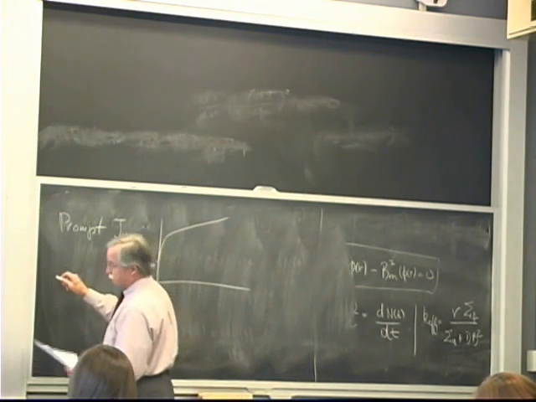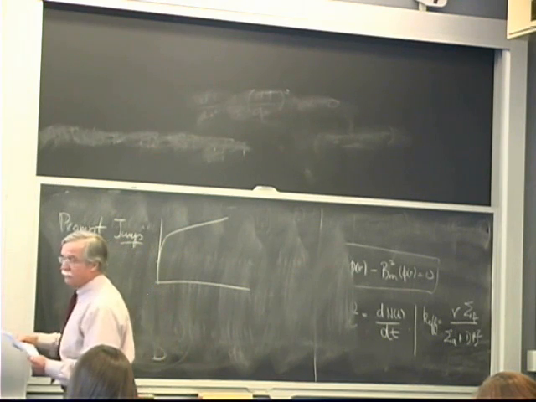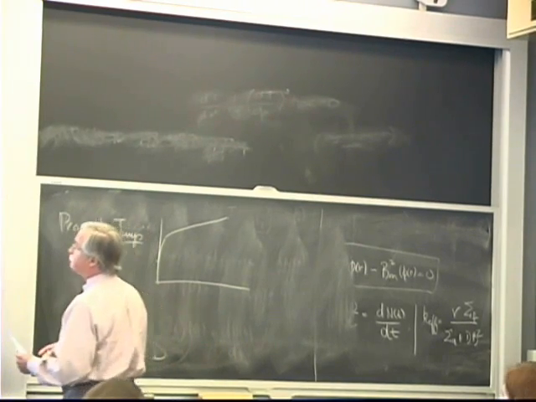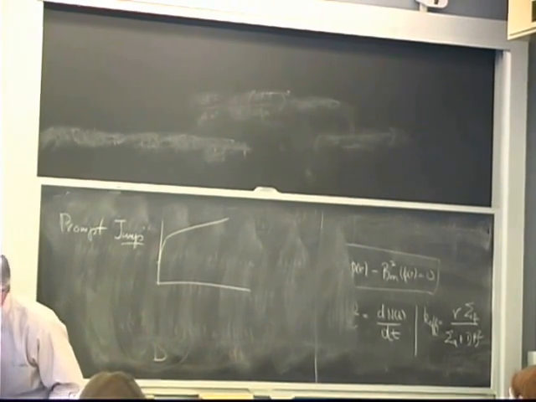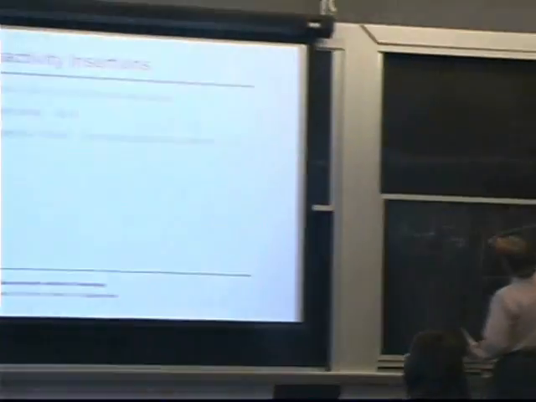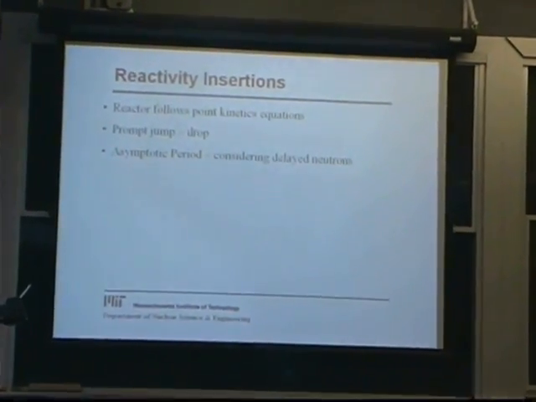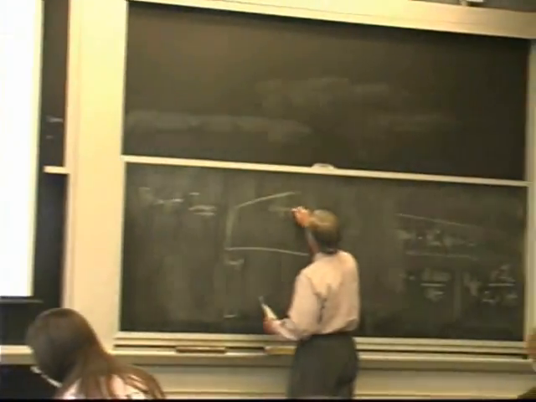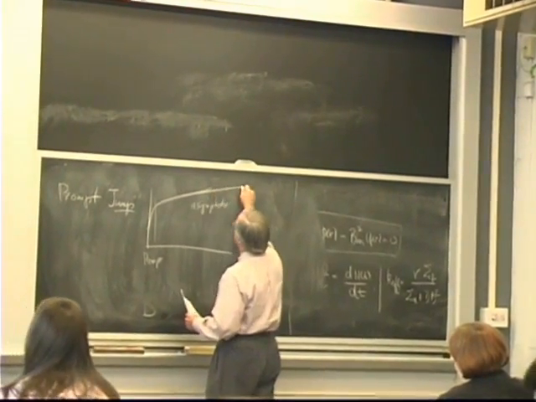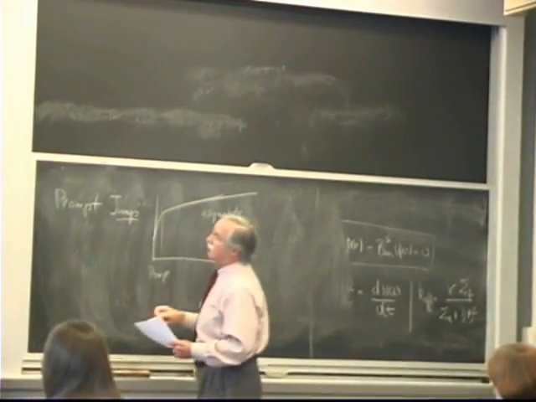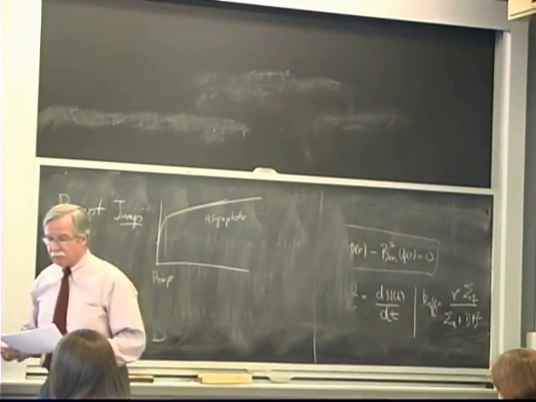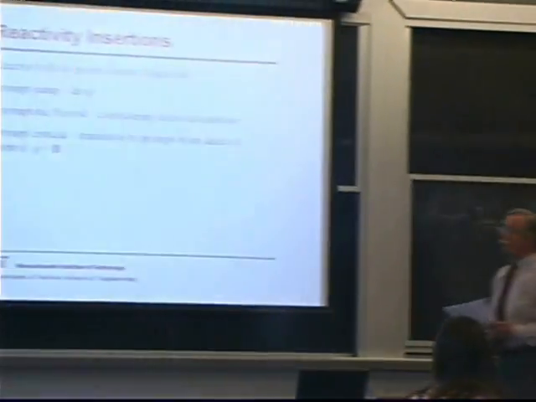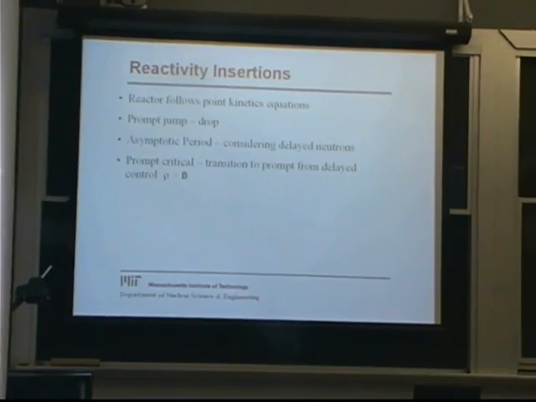Now, suppose your reactivity was a high number. So this is the prompt jump, and this is the asymptotic period due to delayed neutrons. Now suppose we were able to say, let me just do the next chart. The reactor was prompt critical. Do you recall what that meant or means?